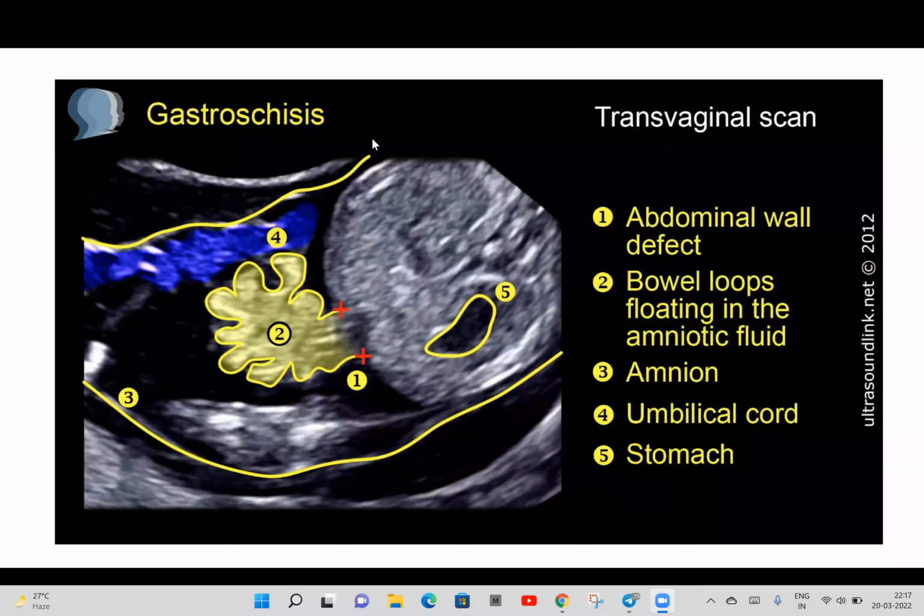Okay. So this is a transvaginal scan where we can see the baby's abdomen. So this white round thing is the baby's abdomen, and those red crosses are showing an abdomen defect, and that number 2 which is written there, that yellow thing is the bowel loops, which is outside in the amniotic fluid. And 4 is the umbilical cord. And the 5 is the baby's stomach, which is inside.